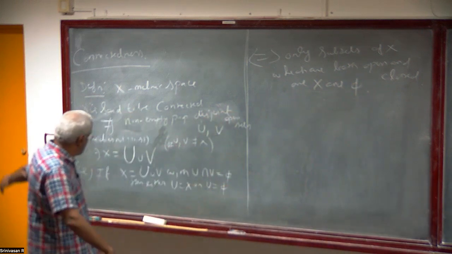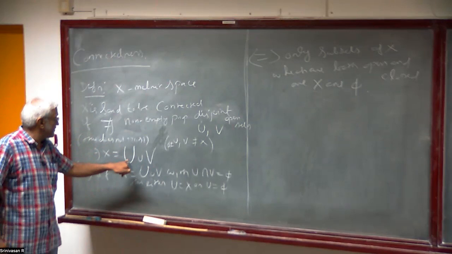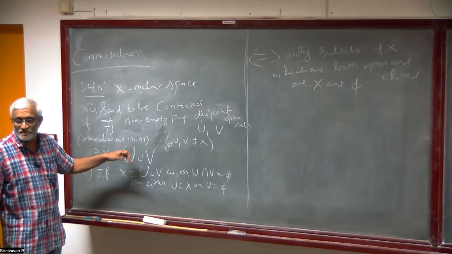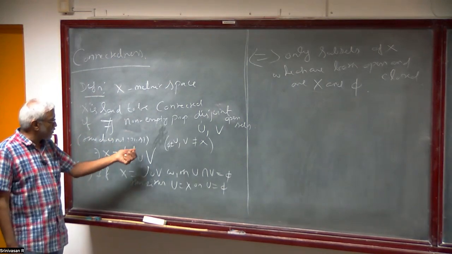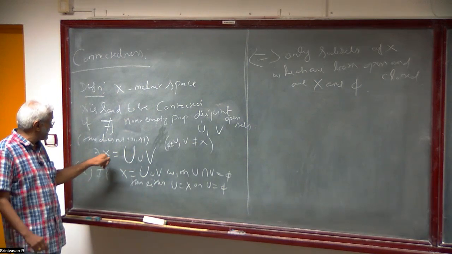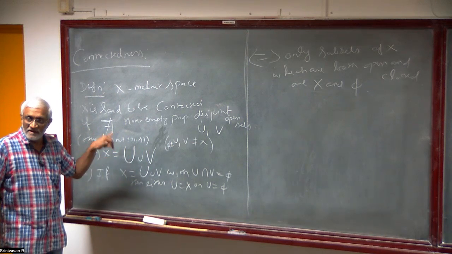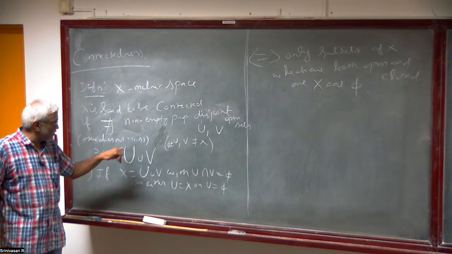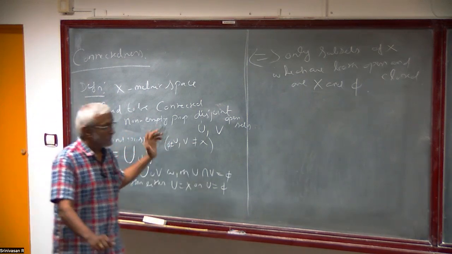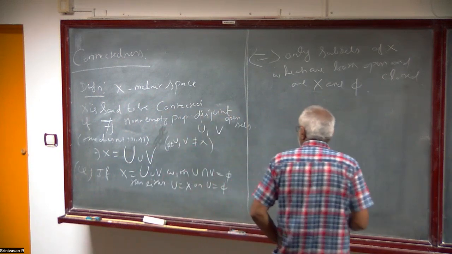That's clear. If it can be written like that, then there will exist a proper set which is both open and closed. If X can be written as U union V, where U intersection V is empty, they are disjoint, then U is both open and closed, because the complement is open. So this definition is clear.